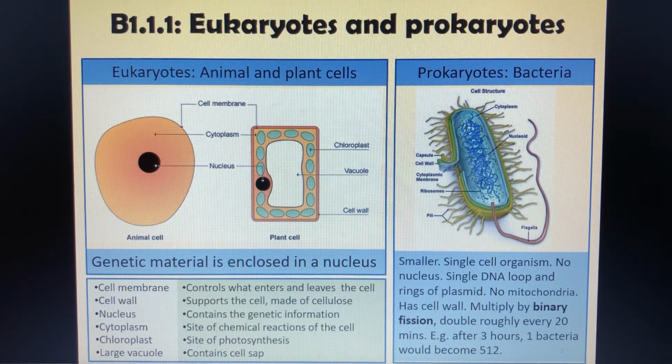So the eukaryotes are the animal and plant cells, and the prokaryotes are the bacteria. Now, we are not going to be expected to draw a bacterium, but we are going to be expected to draw the animal and plant cells. Animal cells, really simplistic. 3 key points to look at there. We've got the nucleus containing all of the genetic information. We've got the cytoplasm where chemical reactions take place, and we'll look at more of that on the next slide. And we've got the cell membrane, which controls what enters and leaves the cell.